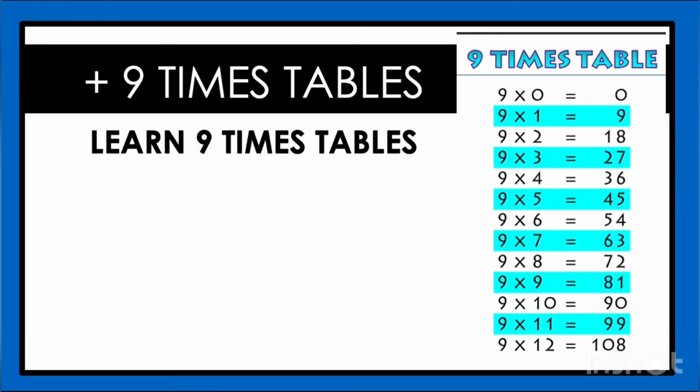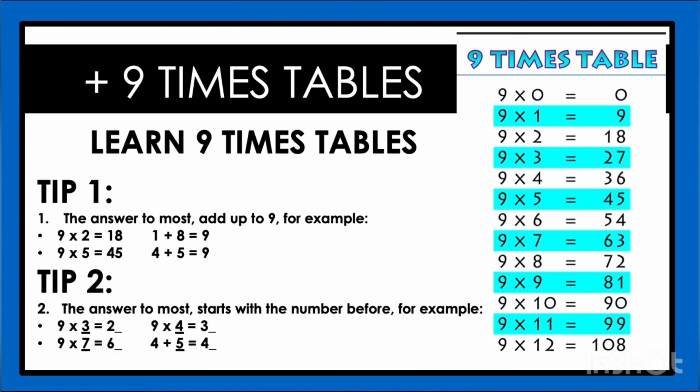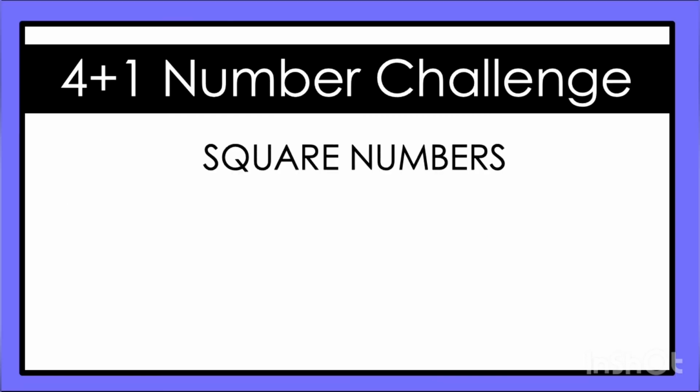And lastly, the 9 times tables, my favourite of all the times tables. I'd like you to learn these and know them really, really well. Tip 1 for the 9 times tables is that most of the answers add up to 9. So 9 2s are 18, 1 and 8 is 9, 9 3s are 27, 2 and 7 is 9. The other tip that I love to see is that 9 3s is the number before, 9 4s is the number before. So 9 4s are 30 something, 9 5s are 40 something.